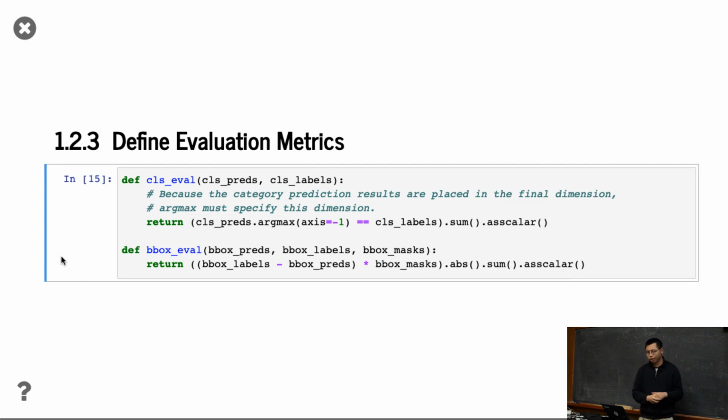So these are the evaluation metrics. For class, it's easy: we just compare against the number of labels we have. This is the normal accuracy. For the bounding box, this is the label, and this is the prediction. We just subtract them and multiply by the mask, because we only care about the anchors that have objects. Then we take the absolute value and sum it together as a scalar. This is basically the L1 loss we have, so we call it the bounding box metric here.